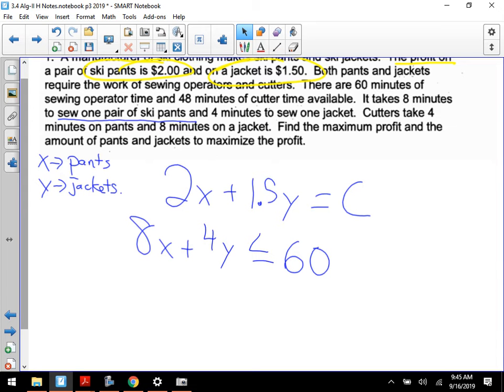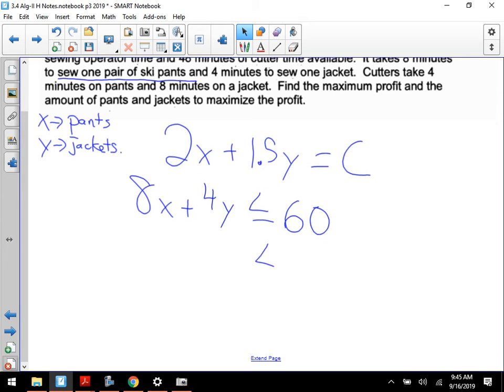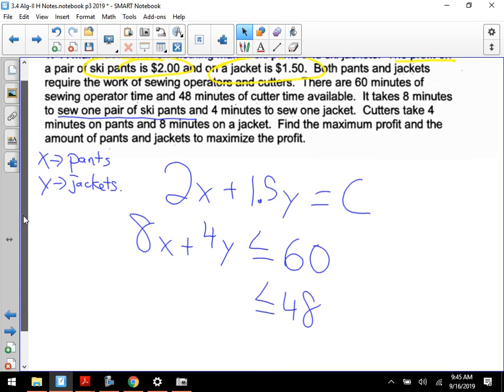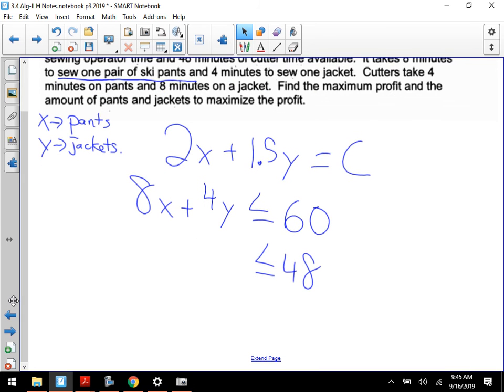Anyway, cutting. How much time do you have to use for cutting? 48. Can we use all 48 minutes? Yes. Can I use more than it? No. So I can use less than or equal to 48 minutes. How much time do you have to cut the pants? 4 minutes, and then 8 minutes for the jacket. So it's 4x. Can we have negative pants or jackets? No. Do I need to write that down?